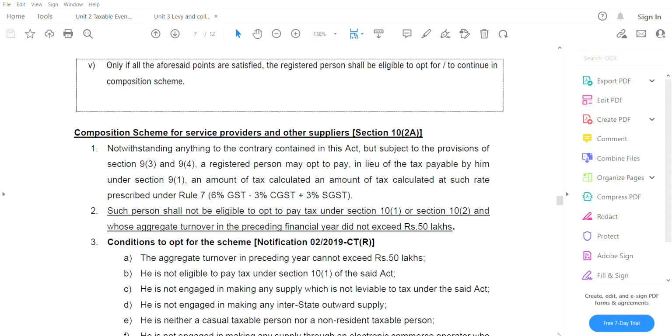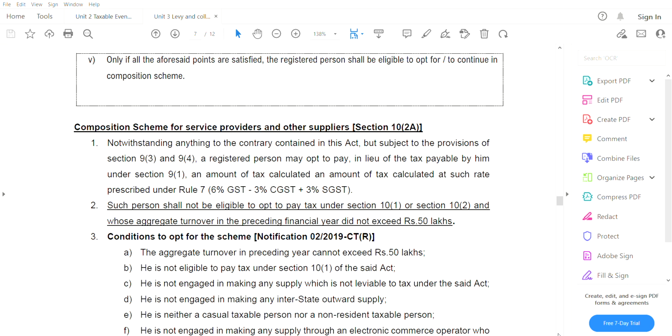Now 10 subclause 2A was introduced from 2019, wherein notwithstanding anything to the contrary under this Act, a registered person may opt to pay an amount of tax calculated at such rate prescribed in Rule 7, which is 6% GST, 3% CGST plus 3% SGST. Such person who is not eligible to pay composition tax under section 10 subsection 1 or 10 subsection 2, and whose aggregate turnover in the preceding financial year did not exceed rupees 50 lakhs.